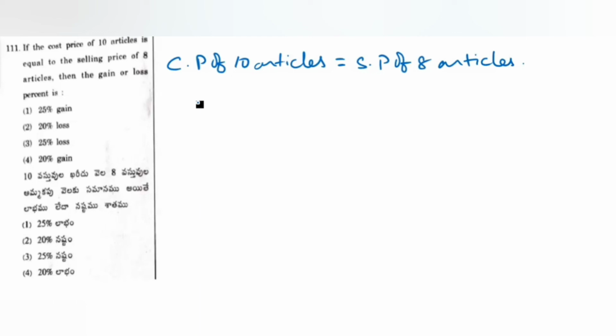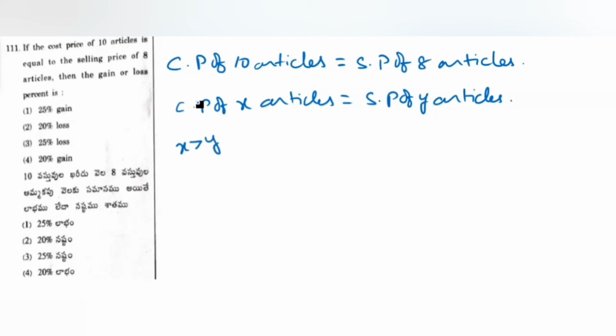So there is a shortcut for this. If CP of X articles is the same as SP of Y articles, for example, I am giving a shortcut for you here. So if X is greater than Y, means if the CP of a greater number of articles is obtained by selling a smaller number of articles, then it is always a gain. So that gain percent is given by the formula.